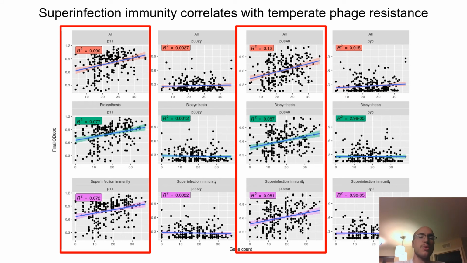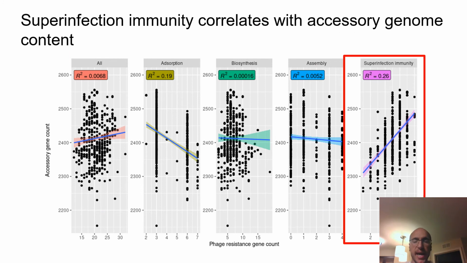I then looked for correlations between gene presence and phage resistance phenotype. The one I could see was that superinfection immunity genes, which repress the infection of a temperate phage corresponding to a prophage, correlated with temperate phage resistance. The same pattern was true of accessory genome content. The more prophages or more superinfection immunity genes present, the higher the level of accessory genome content.